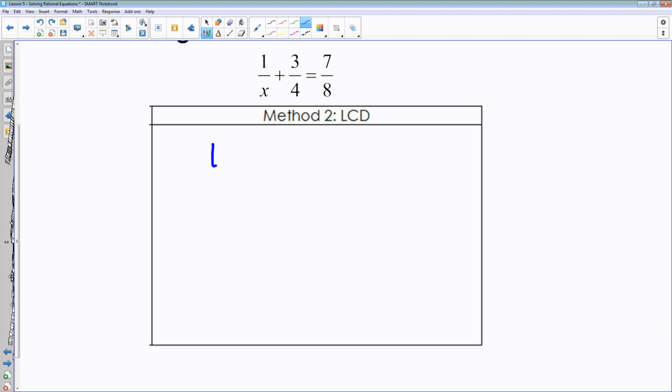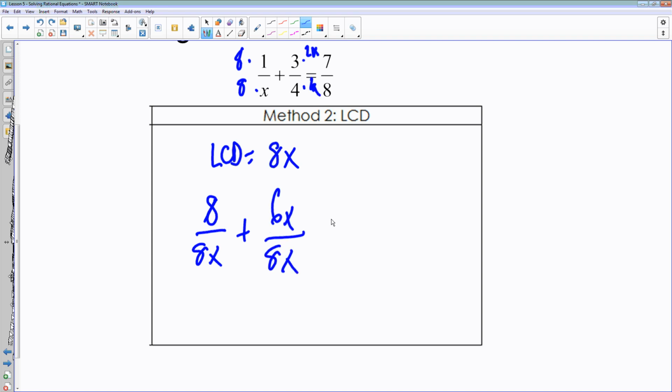I'm going to do LCD method again for you real quick. So you've got x, 4, and 8. So my LCD is going to be 8x. My first fraction gets multiplied by 8 over 8 to get me 8 over 8x. My second fraction gets multiplied by 2x. So that's going to give me 6x over 8x. And my final fraction gets multiplied by x to get 7x over 8x.